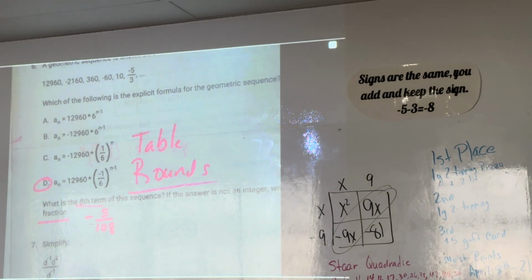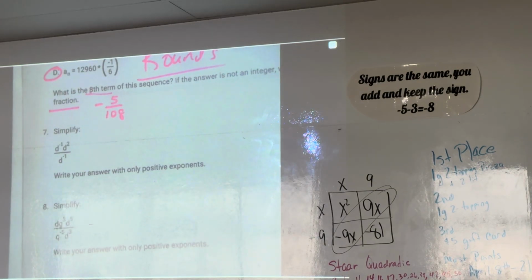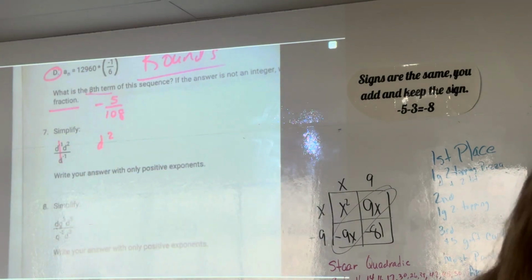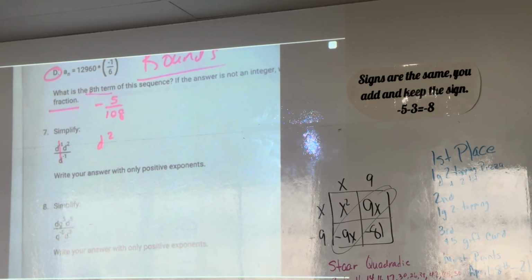Okay, number 7. If we have the same thing on the top and bottom, what can we do? Cancel it. And what do we get? D2. Okay, this is a review. Let me give you a minute. Do number 8.